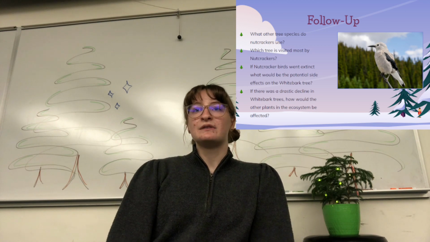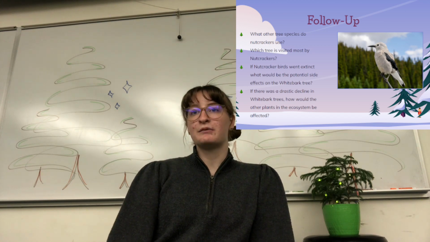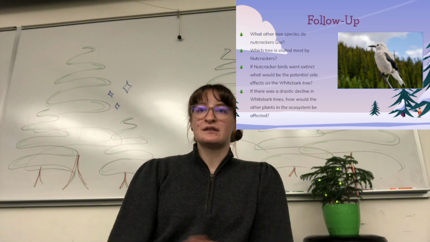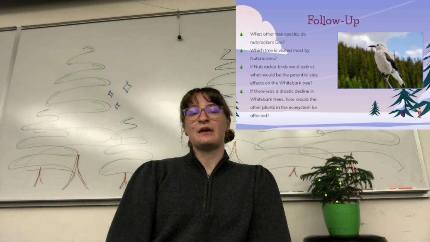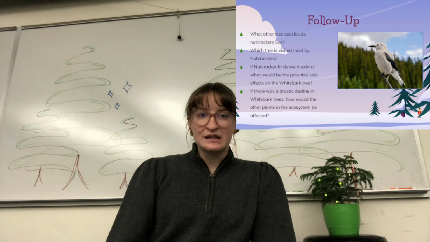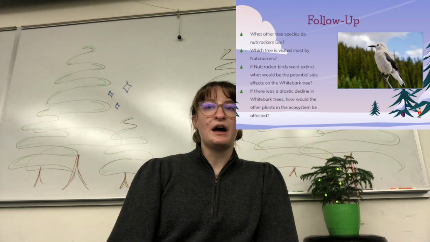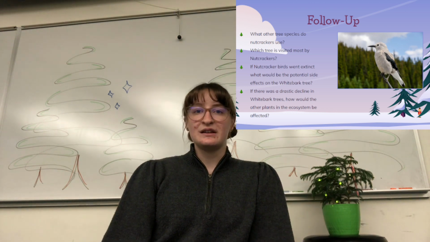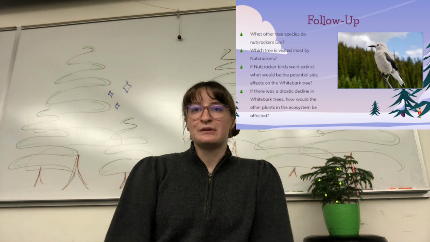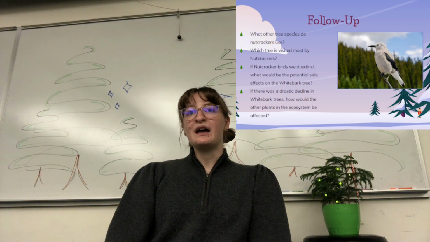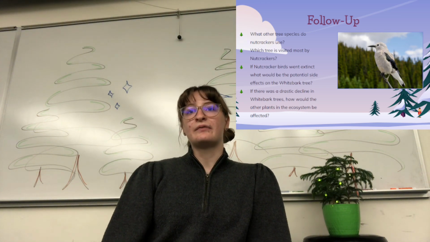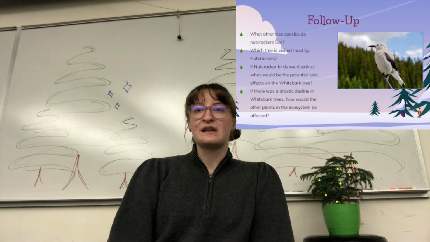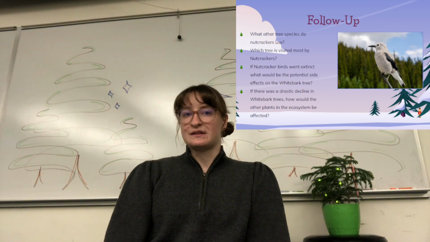And then we have, if nutcracker birds went extinct, what would be the potential side effects on the white bark trees? So if we lost all the nutcracker birds and they were no longer distributing seeds for the white bark, would another species come up? Would the white bark trees die? Or would there just be a significant decline? And see what potential happens there. And then our last question for follow-up is, if there was a drastic decline in white bark trees, how would the other plants in the ecosystem be affected?